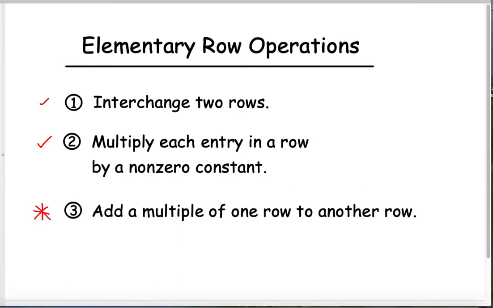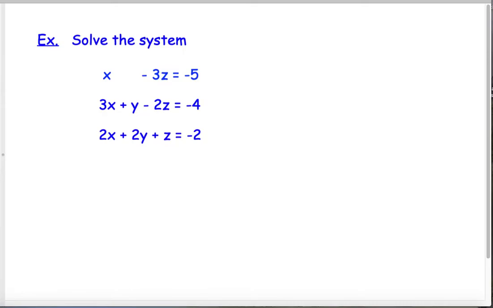And then the third one, and this is the one that we're going to be using the most to change what our augmented matrix looks like to put it into that upper triangular form, or that row echelon form, reduced row echelon form: we can add a multiple of one row to another row. All right, so now I think we're ready to go ahead and try that.